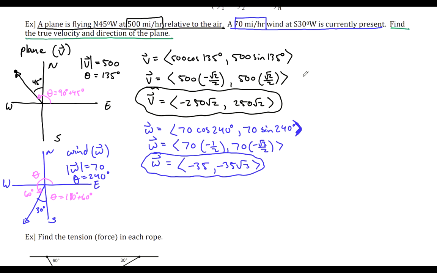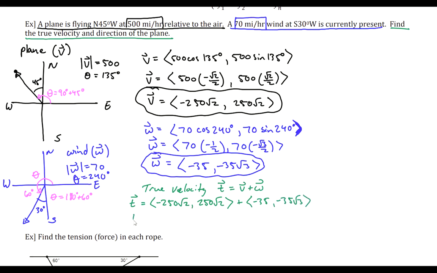All right, so let's see what happens here. What we'll do is add the two together. So our true velocity, let's put it right here. I'll probably need to go to the right column a little bit as well. The true velocity I'm going to say is t, and it is the two vectors added together. For our true velocity, we've got the vector v, negative 250 radical 2, comma, 250 radical 2, plus the vector w, negative 35, comma, negative 35 radical 3.